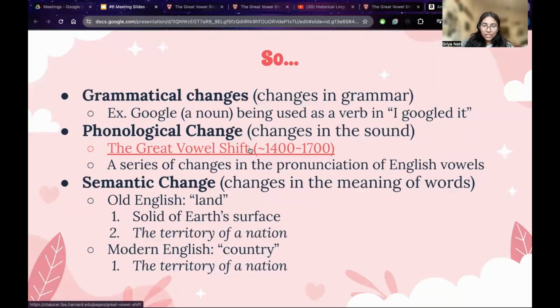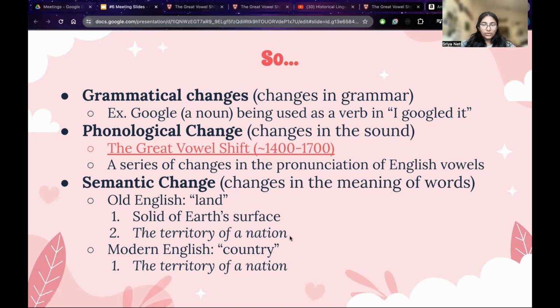There's also semantic changes, which are changes in the meaning of words. So in Old English, the word land had two definitions. The first definition was solid part of the earth's surface, and the second definition was the territory of a nation. And in modern English, the word country has adopted the second definition of the word land, and the definition of the word country also means the territory of a nation.